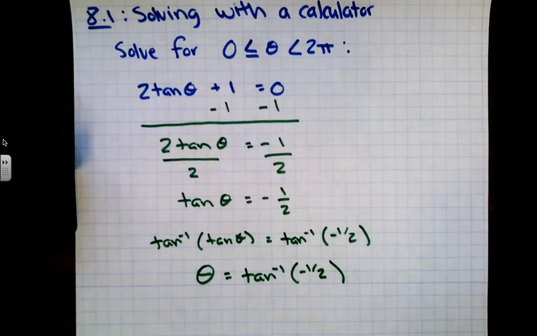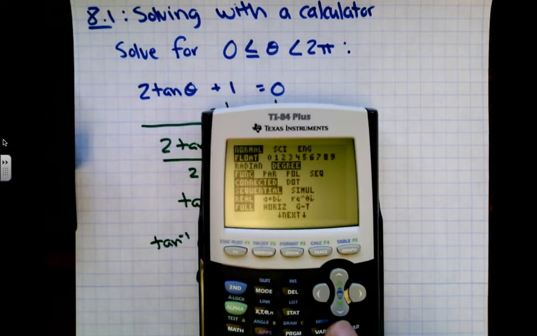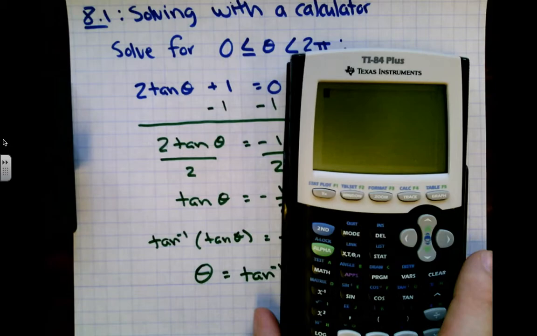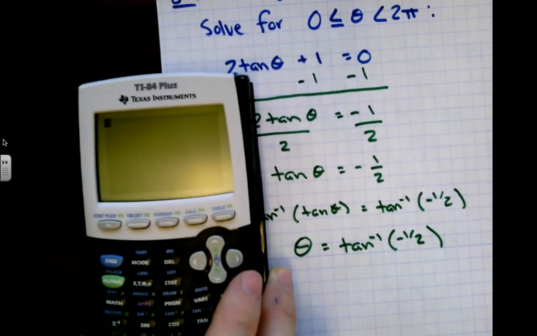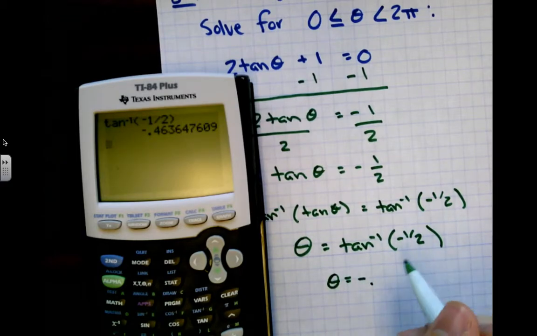So using my calculator, first off, I want to make sure I'm in radian mode, so toggle down to radian mode, and then I'm going to go through and just plug this in. I'm going to say second tan, tan inverse, negative 1 divided by 2, and what that gives me is negative 0.463. So we'll just say theta equals negative 0.46. We'll round to 2 decimal places here.